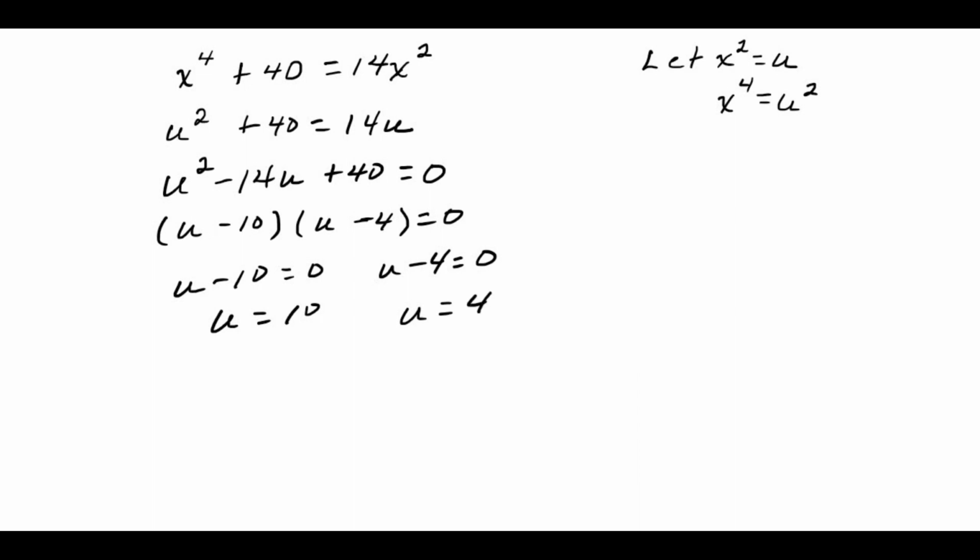Substitute x squared back in place of the u. And then to solve this, I need to take the square root of both sides. So I get x to be positive or negative square root of 10, and here positive and negative 2.